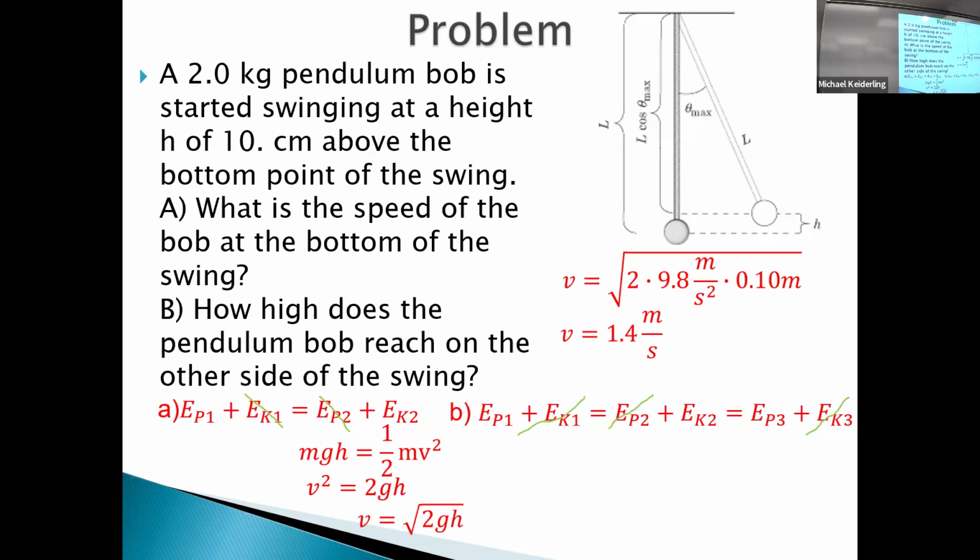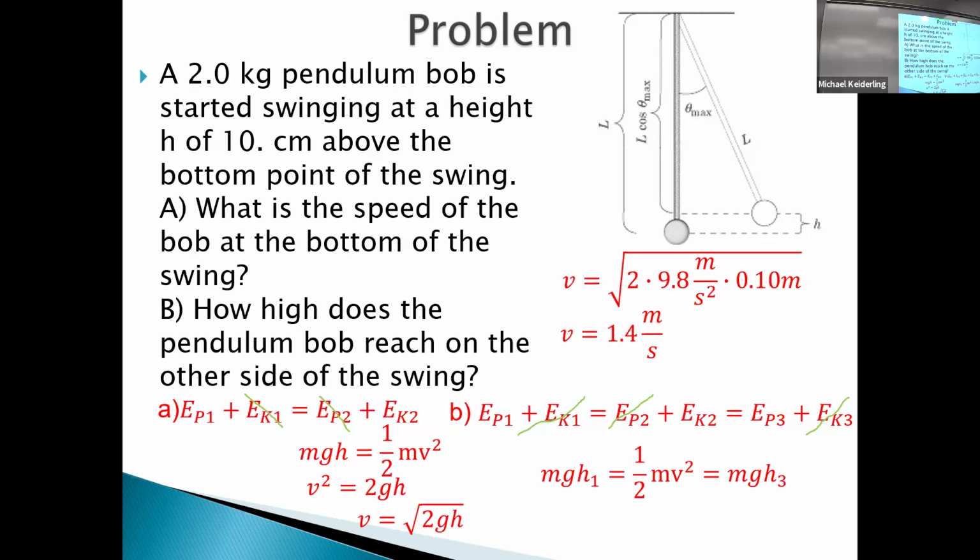Here is the extended version of this for all 3 positions. We start with potential energy and no kinetic. Then we get to the bottom where we have no potential, only kinetic. And then we get to the top. We get back up on the other side where we only have potential energy and no kinetic. So we have mgh1 equals 1/2 mv squared equals mgh3. We don't care about the middle.